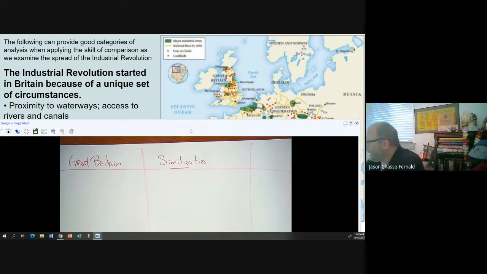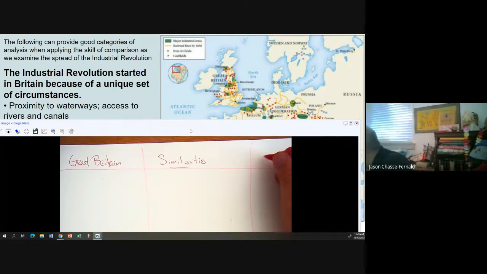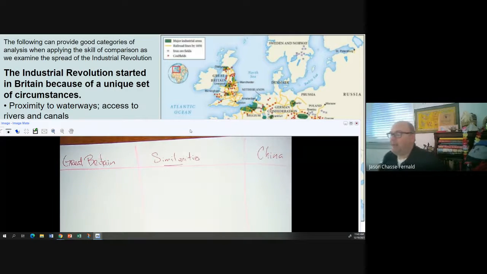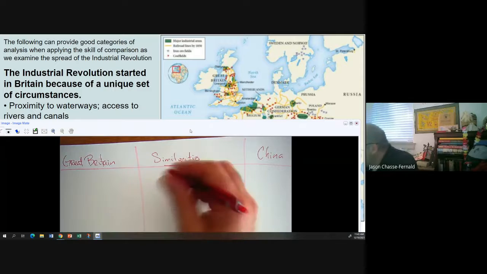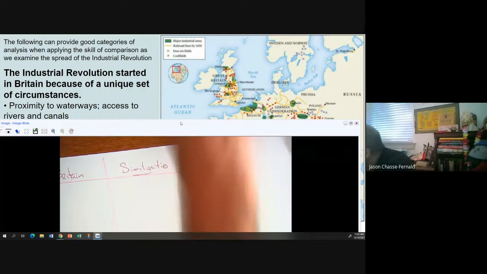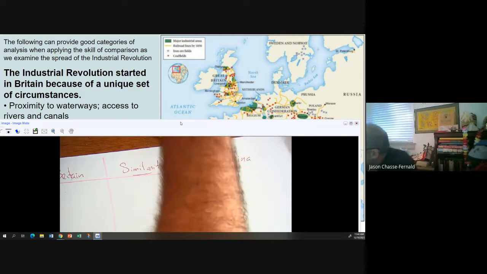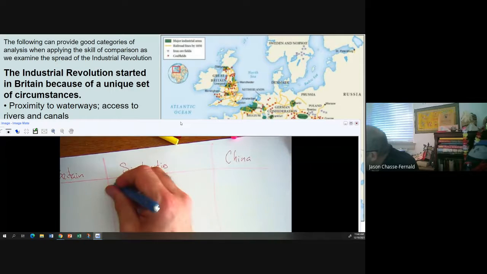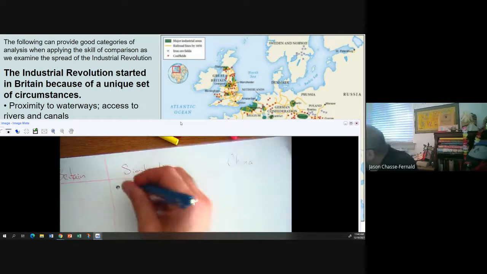So the prime candidate for where this could have happened would be a place like China. So why doesn't it happen in China? Which of these preconditions that we're going to talk about doesn't exist in China? So let's go ahead and begin. Let's do this with different colors. Our first one here: proximity.